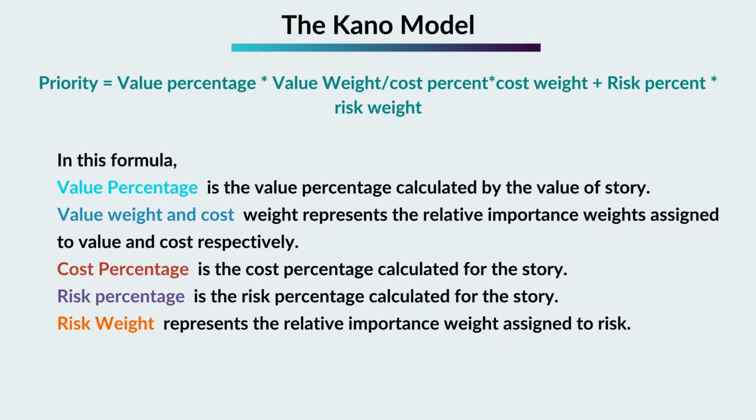Value weight and cost weight represent the relative importance weights assigned to value and cost respectively. Cost percentage is the cost percentage calculated for the story. Risk percentage is the risk percentage calculated for the story. Risk weight represents the relative importance weight assigned to risk. The format used to capture relative weight variables are as shown on screen.